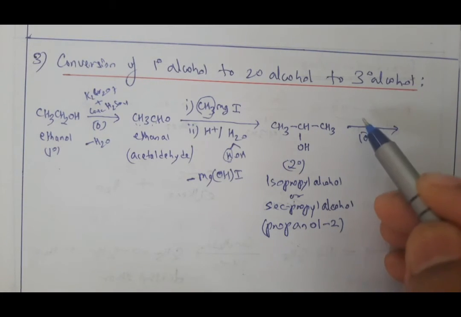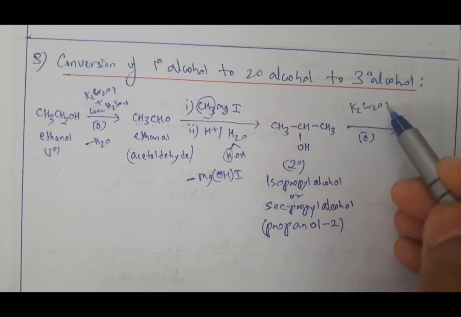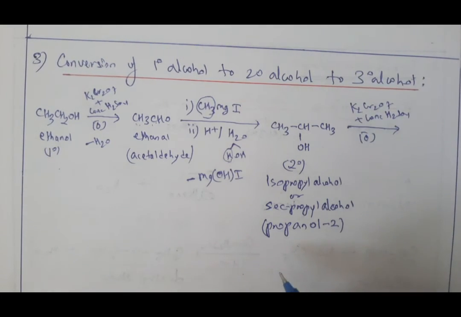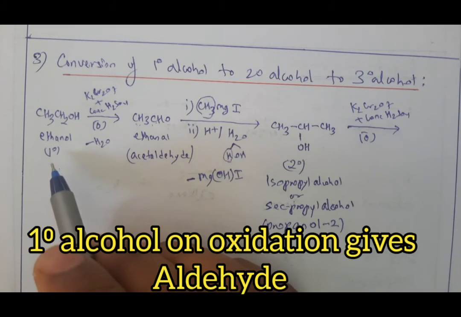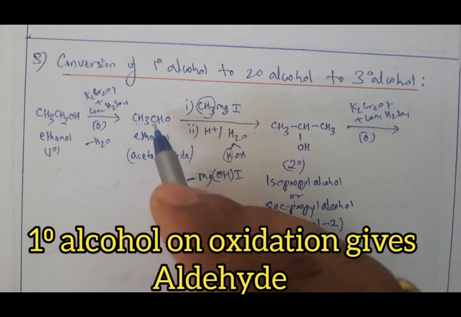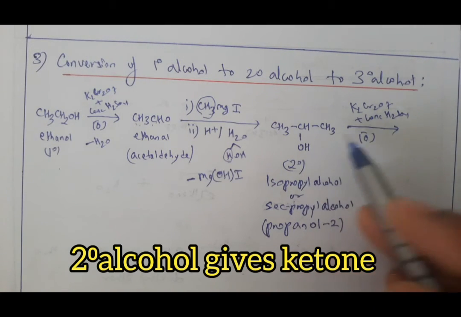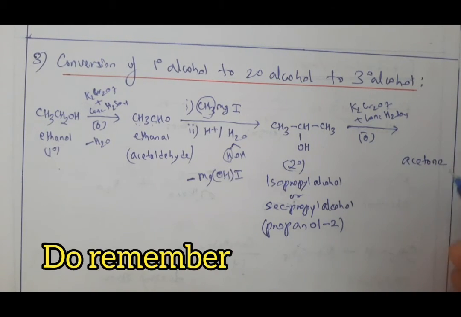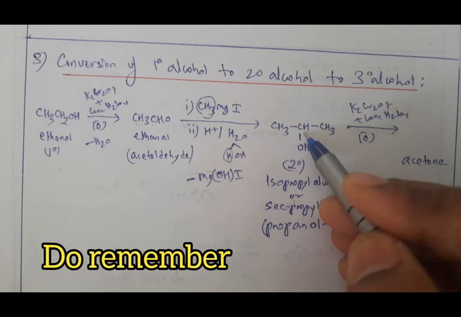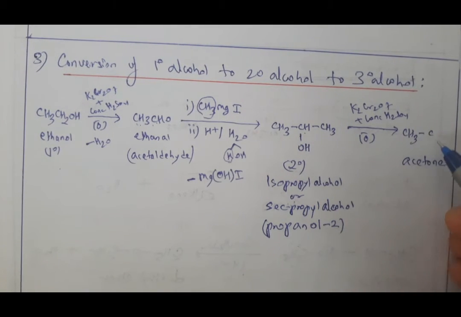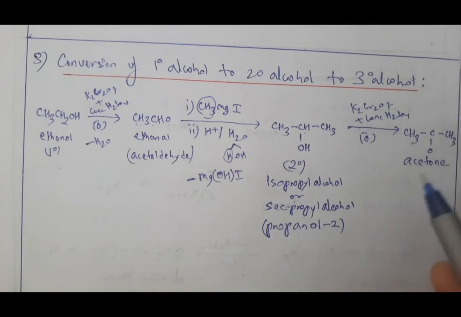Now again our oxidizing agent is K2Cr2O7 plus concentrated sulfuric acid. When primary alcohol gets oxidized, you get aldehyde, but this is secondary alcohol. Primary alcohol on oxidation gives aldehyde. Secondary alcohol on oxidation gives ketone. So here we get ketone, and the name of that ketone is acetone. Just remove this 2H. So what we get here? CH3, CO is left, and here we get CH3. This is the formula of acetone.